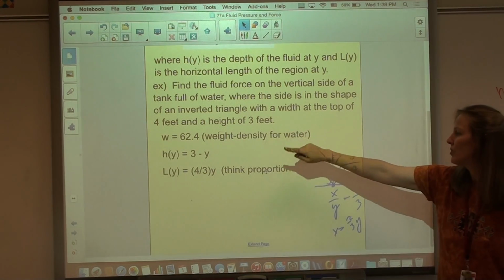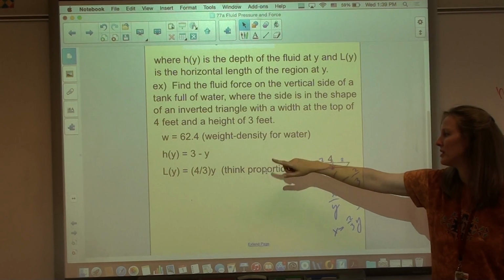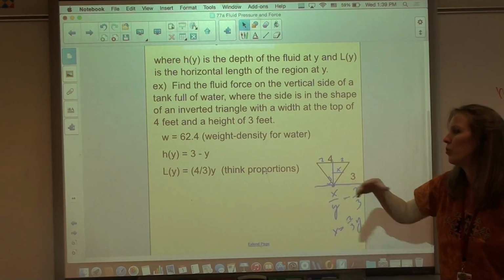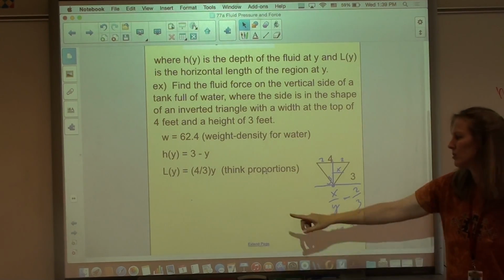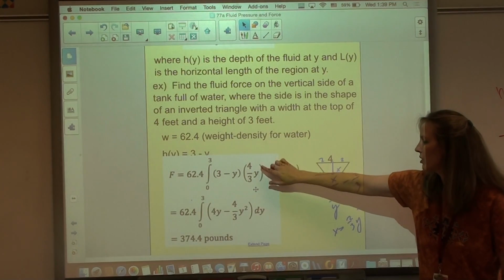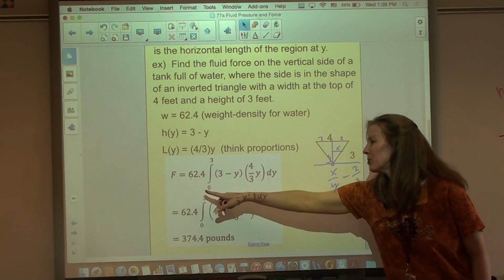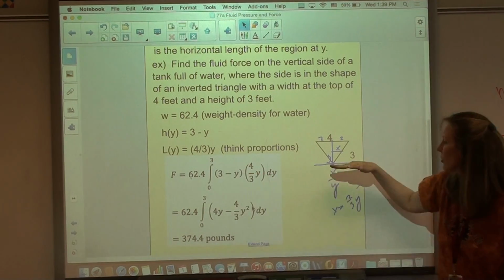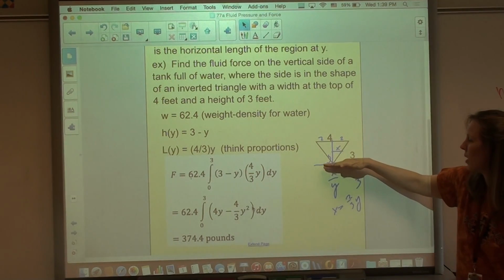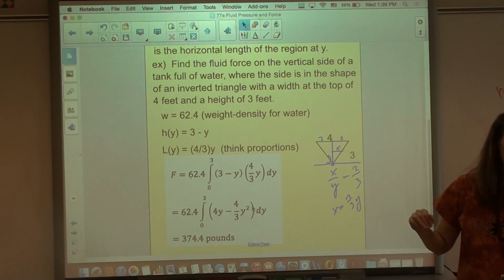Alright, so we have y equals 2.4, the depth is 3 minus y, and then the width is 4/3 y. Everyone okay with that? This is with the vertex at the bottom, so our integral setup would be 62.4 times (3 minus y) times 4/3 y dy, and we would do the integral from 0 to 3, because that's the y value at the bottom of the tank and the y value at the top of the tank.